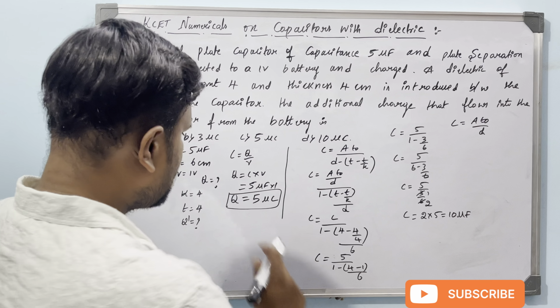So Q dash becomes C into V. Here now I need to substitute this C value. So that is 10 microfarad into voltage is 1 volt. So additional charge becomes 10 microcoulomb. Okay. So Q dash becomes 10 microcoulomb.